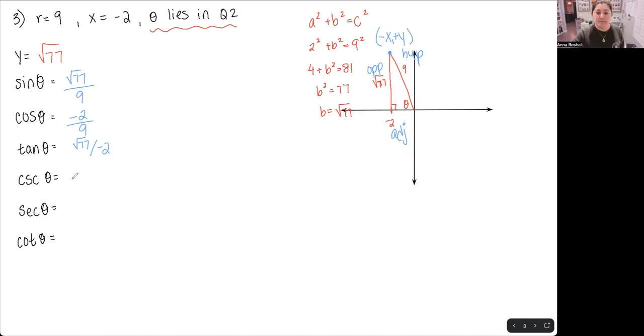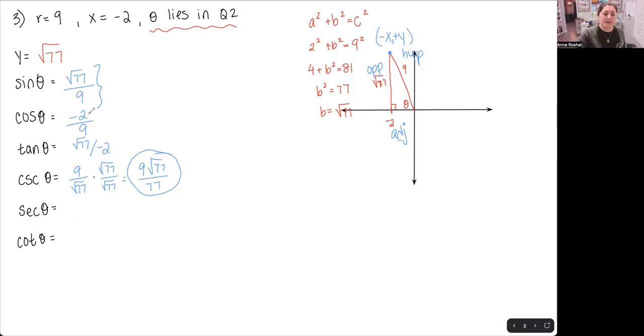Tangent is going to be opposite over adjacent, so root 77 over -2, or just make the whole thing negative is fine. Cosecant is the opposite of sine. So I actually can't have a radical in the denominator, even though I'm taking the reciprocal of this. So I need to multiply by root 77 over root 77 and end up with a disgusting number like, yikes, that was not like this. This is so gross. It's fine though.